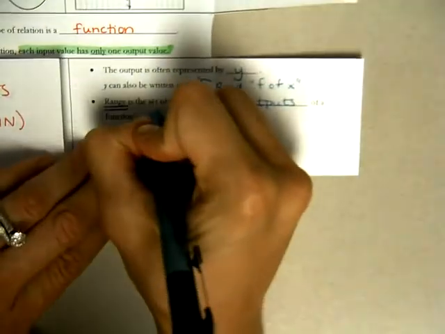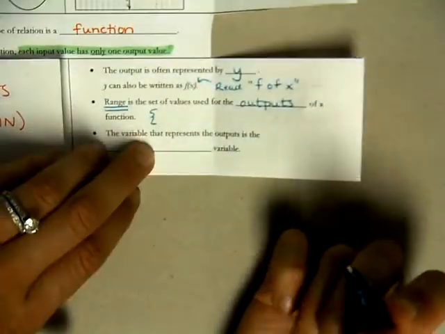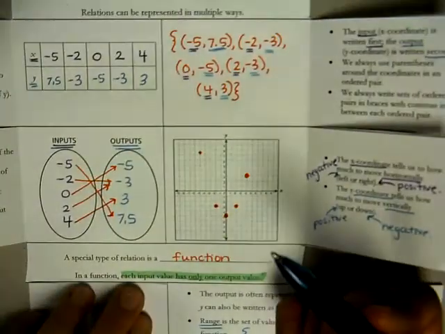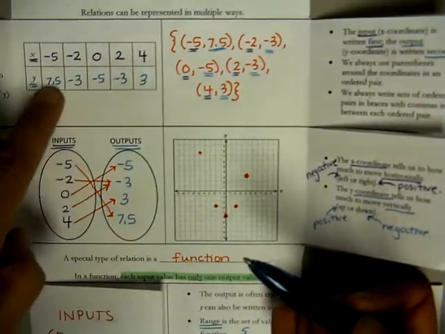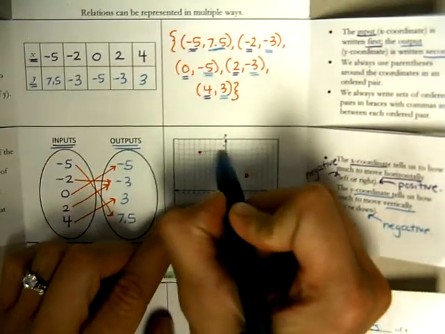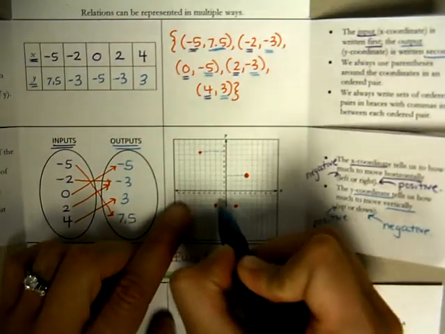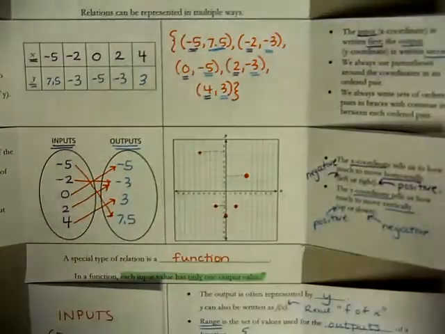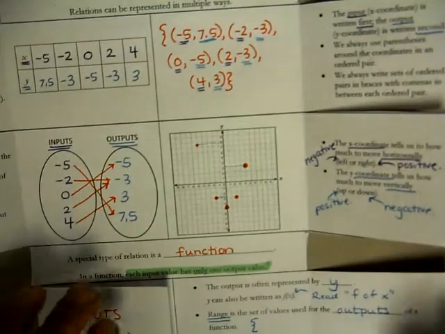So if I asked you for the range, because it's a set of values, we use set notation or a brace, and we go back up here, and you can look at any one of the representations. You can look at the outputs, the y values in the table, the y coordinates of points. You could look at the y values for these points here. However you choose, but we now need to list them.